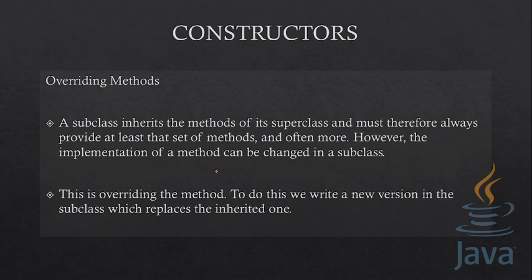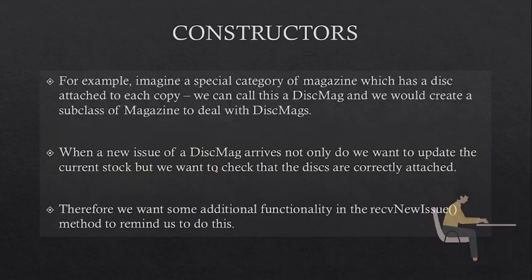The method from the parent class, but if you want that subclass to behave differently from the superclass method, you can do so by overriding. So gina-override ta siya. Meaning, ginasampawan ta, gina-cover ta. So we are implementing a new method but with the same method name. To do this, we write a new version in the subclass which replaces the inherited one.